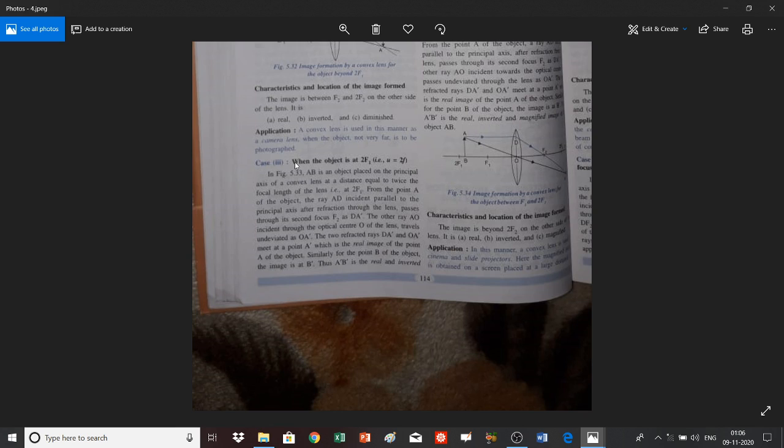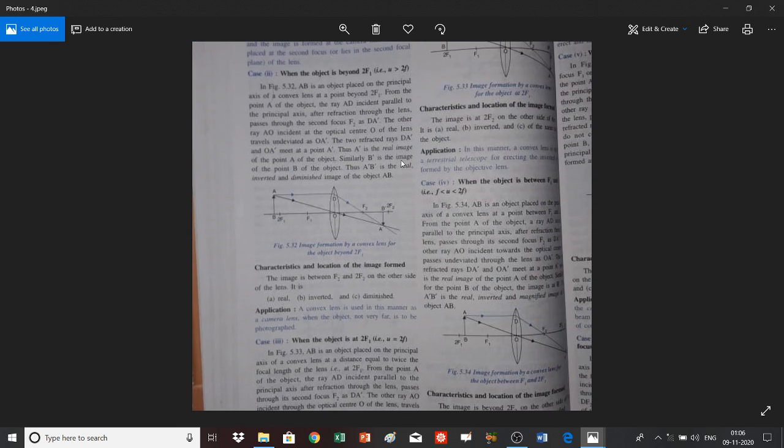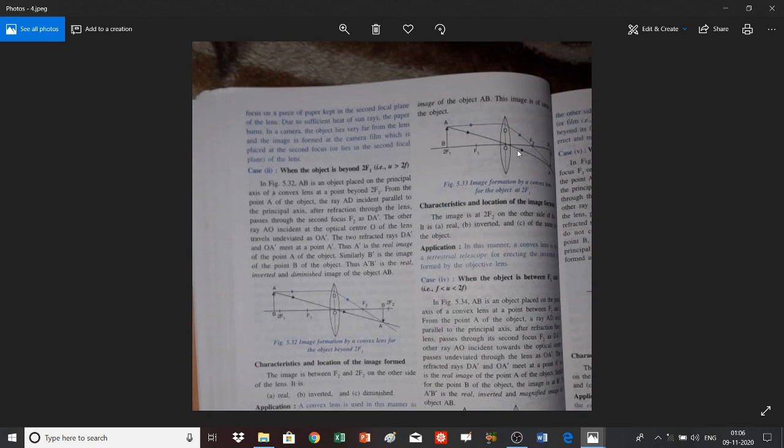Number three, come here, number three: when u is equal to 2f, that means the object is placed at a distance that is twice the focal length. So come here, this is the lens, and you know that this point is the optical center, this is f1 the first principal focus, and this is f2 the second principal focus, and you know that this distance is the focal length, that is f.